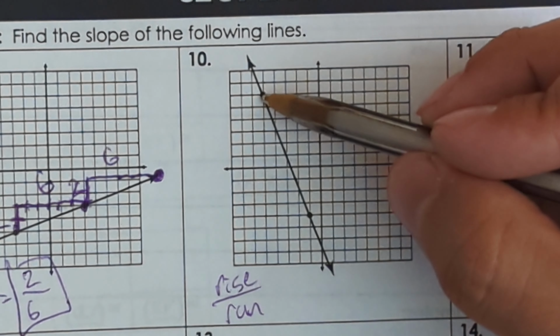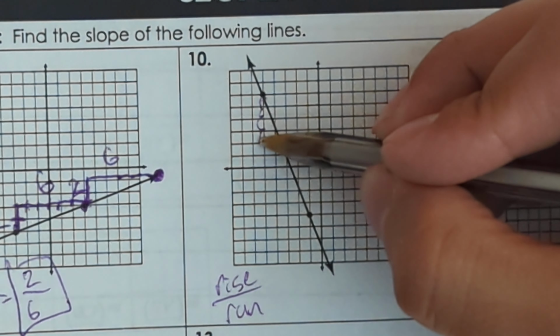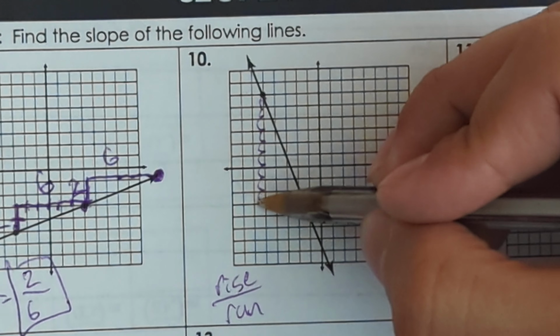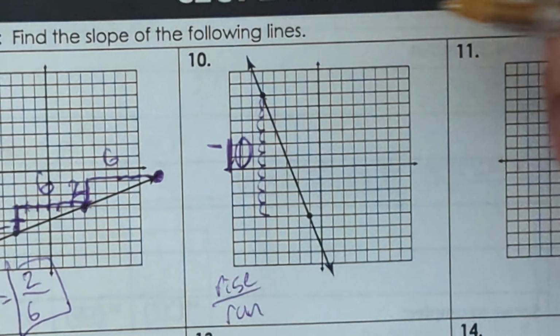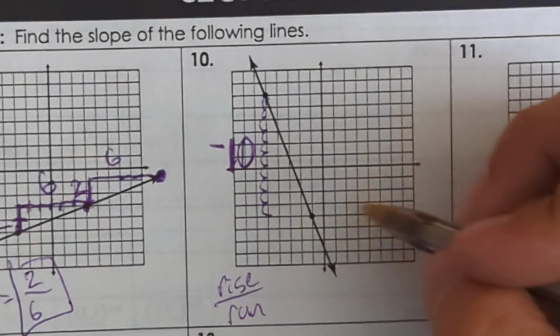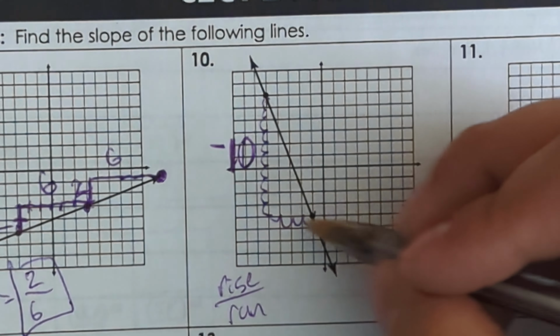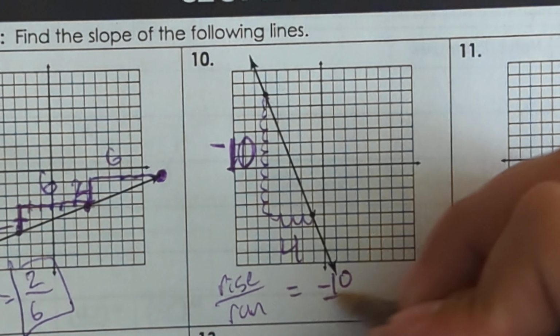So if we count our spaces up and down, we count 1, 2, 3, 4, 5, 6, 7, 8, 9, 10. 10 spaces down. And since it's going down, we're going to call that negative 10. And now we count the spaces to the right. 1, 2, 3, 4. That was 4 spaces to the right. So our slope is simply negative 10 over 4.